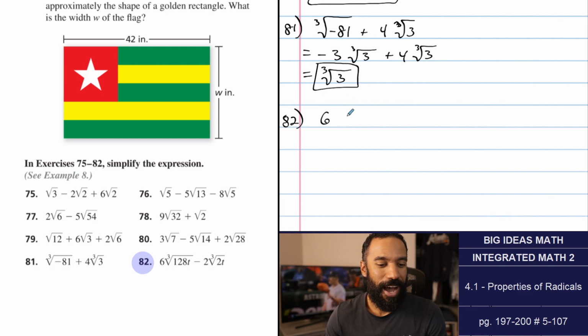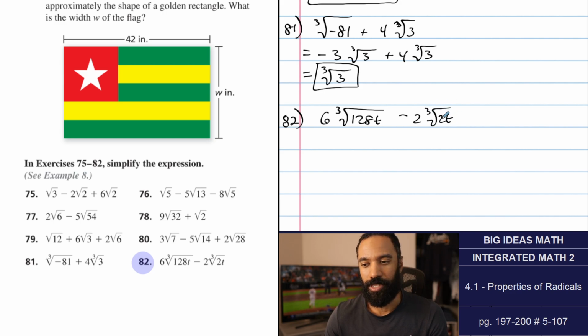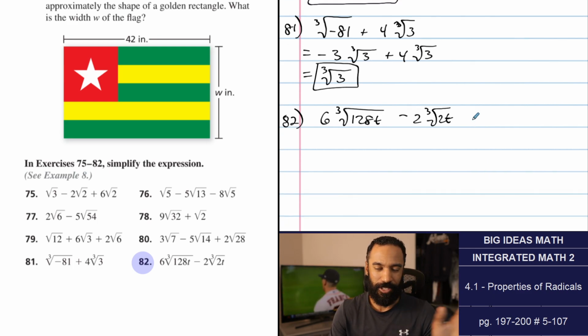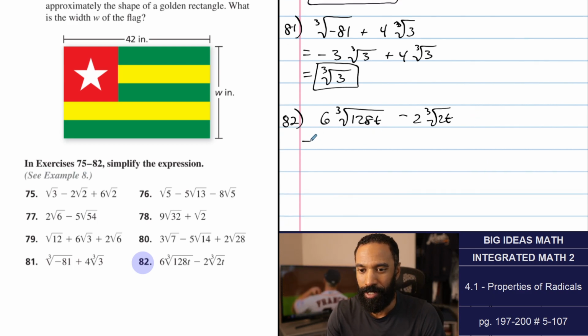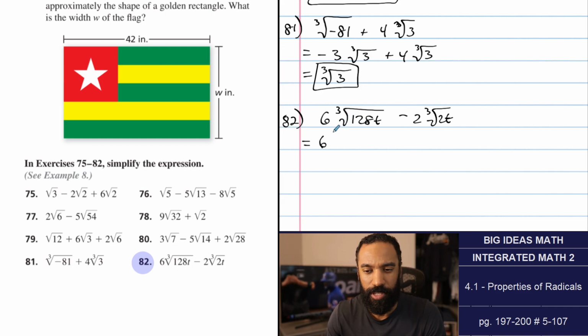The second time now. 6 times the cube root, we have variables, of 128t. The t won't get out of there. Minus 2 times the cube root of 2t. So listen, I'm not saying the t doesn't matter to me, but I'm not focused. The t is just going to stay inside the cube root. I can't do anything to it. The 128, 64. 64 times 2, cube root of 64 is 4.